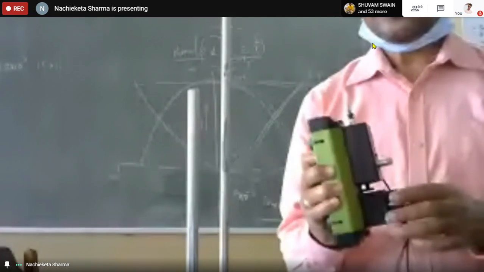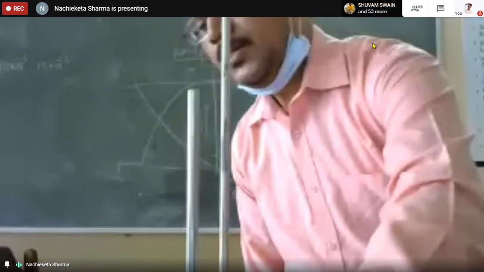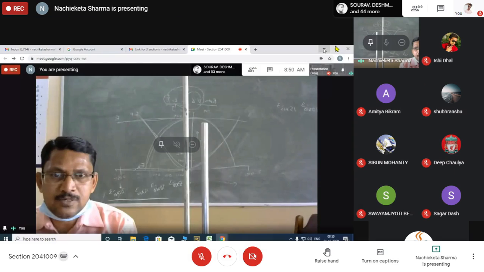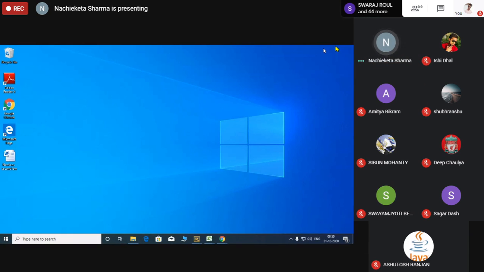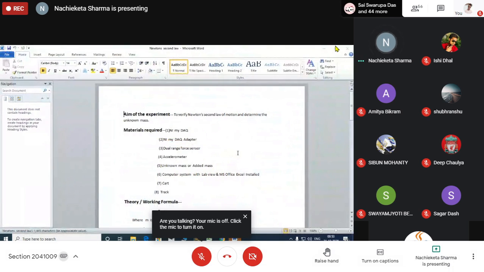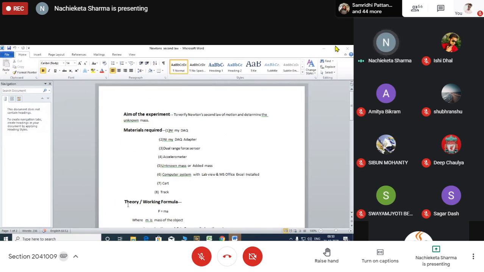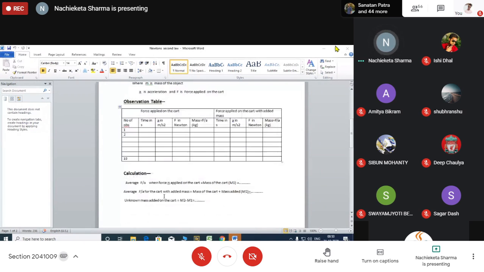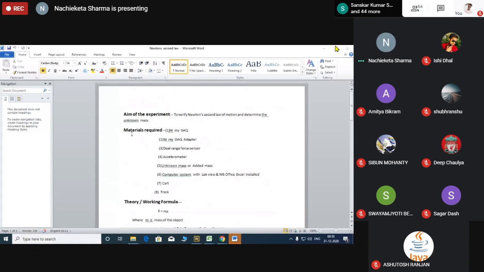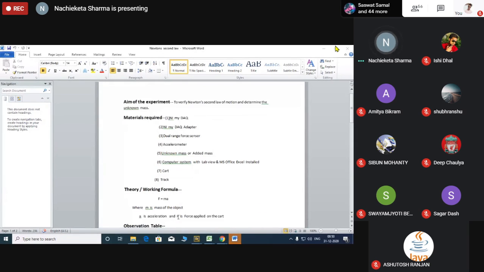Got it? So before going to the experimental part, I'm showing the screen, and you please write down the aim of the experiment, materials required, theory or working formula, then observation table, then calculation, percentage error, and conclusion. You first try it up to this. Write this in your rough copy.